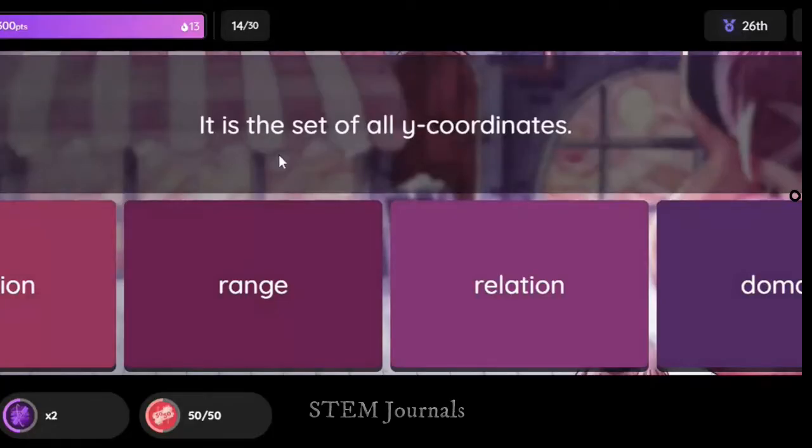And it is a set of all y coordinates. Sabi ko kanina, kapag x coordinates, that is our domain. Kapag naman y coordinates, that is our range.